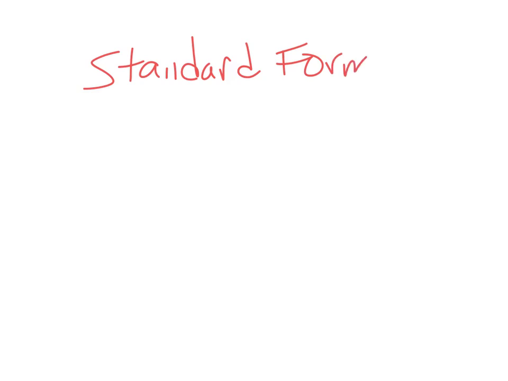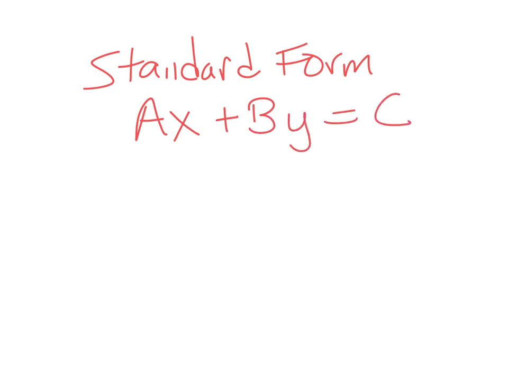All right, so can anybody tell me what standard form looks like? You should have put it in your journal. What does standard form look like? B and C are real numbers, and A and B are not both 0. Okay, the biggest thing you need to have in your journal is this. Standard form looks like this: Ax plus By equals C.